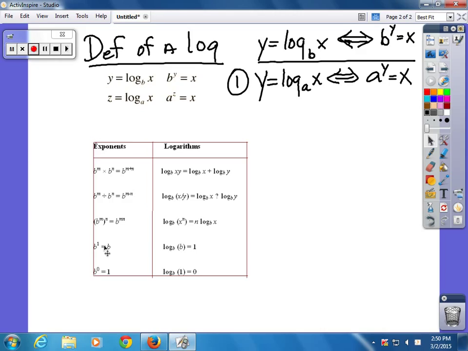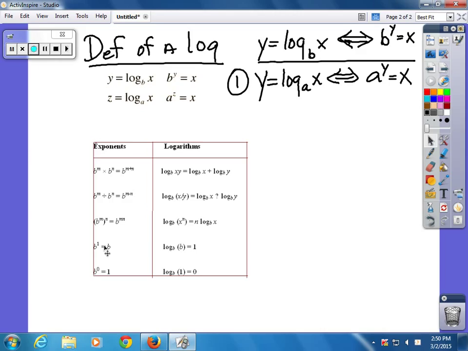There's power rule, product rule. What do you do when you multiply logarithms? You add them if they have the same log base. What do you do with the quotient rule? When you divide, you subtract. I don't know why there's a question mark there. It's supposed to be subtract.